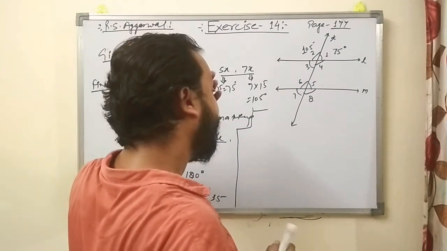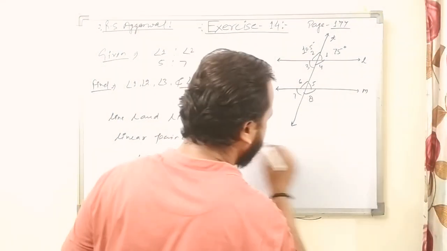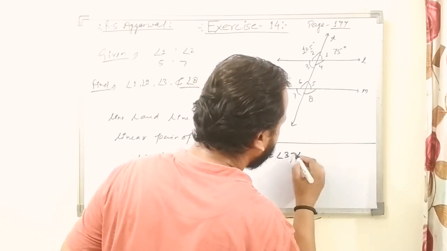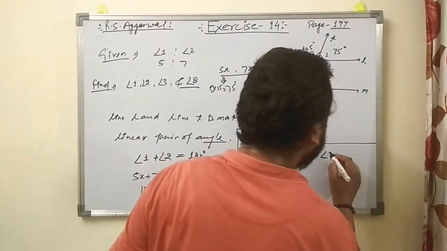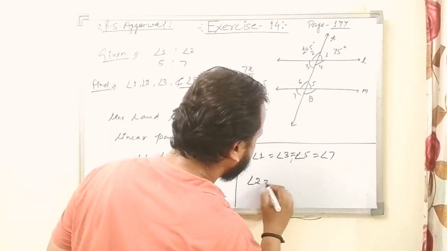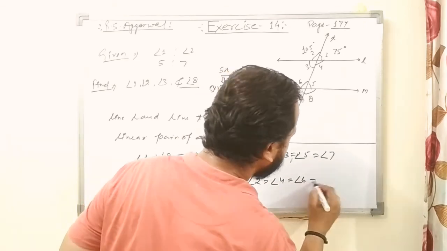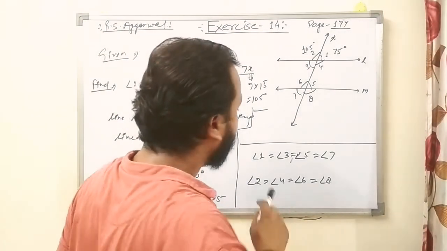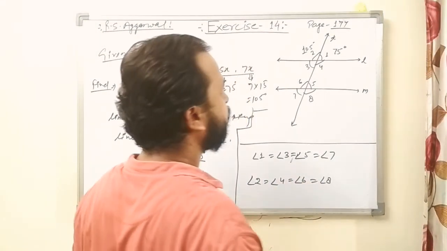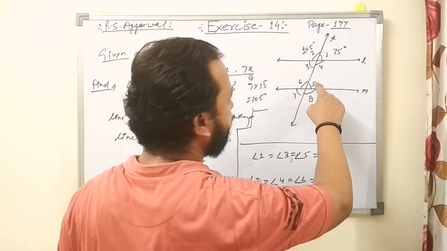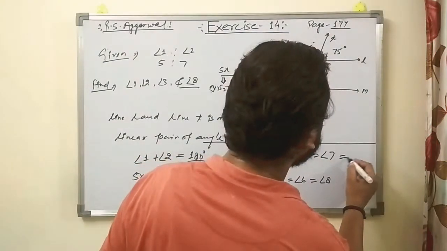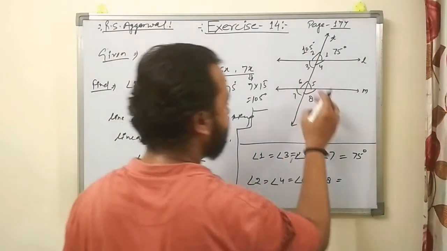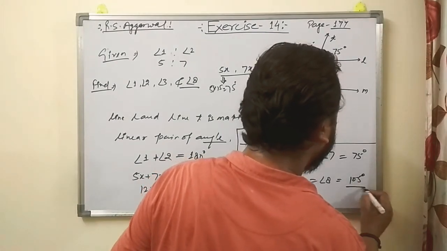You can easily find out, and you know that we have drawn the conclusion that angle 1 is equal to angle 3 is equal to angle 5 is equal to angle 7, and angle 2 is equal to angle 4 is equal to angle 6 is equal to angle 8, right? Just recall this, right? So angle 1 is equal to 3 is equal to 5 is equal to 7. It means this equals this equals this equals this. So all the angles 1, 3, 5, 7 are 75 degrees, and the rest, 2, 4, 6, 8, are 105 degrees, right?